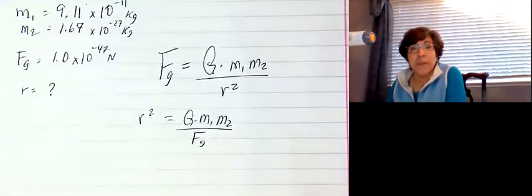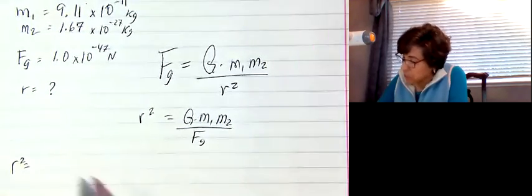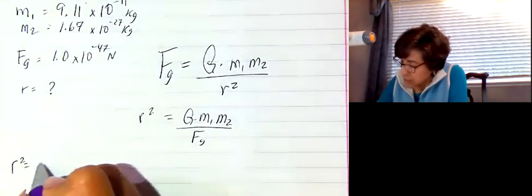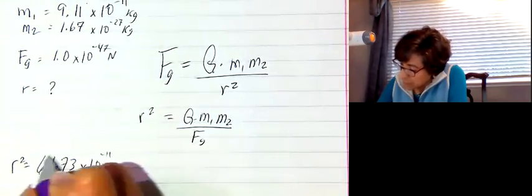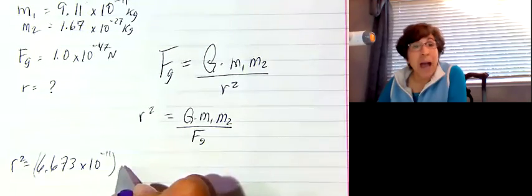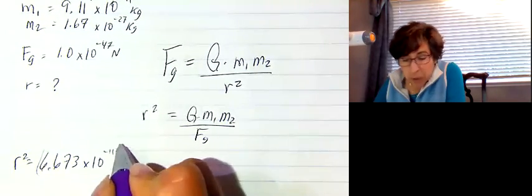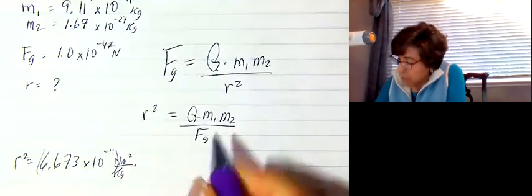So let's do that. Okay, I'm gonna write it over here so I have more room on the page. R squared is equal to G. My big G is 6.673 times 10 to the negative 11. All right, and after you've done that, I'm gonna go ahead and write down the units. Newtons meter squared all over kilogram squared. All right, times the mass.